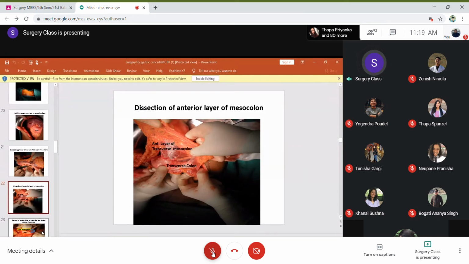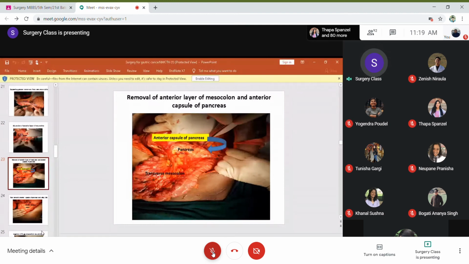Okay, then can you see the anterior capsule of the pancreas now? The dissection has reached up to the anterior capsule of the pancreas. See, the transverse mesocolon is there. We have removed the omentum which is attached to the transverse colon, and then removed the anterior layer of the transverse mesocolon, and then you can see we have reached up to the anterior capsule of the pancreas. Can you see that? Okay, good.